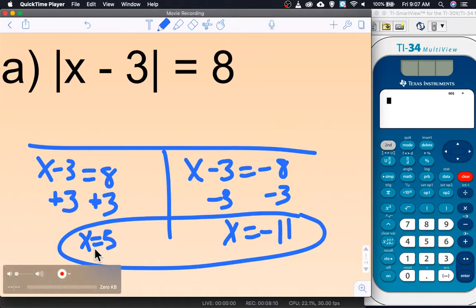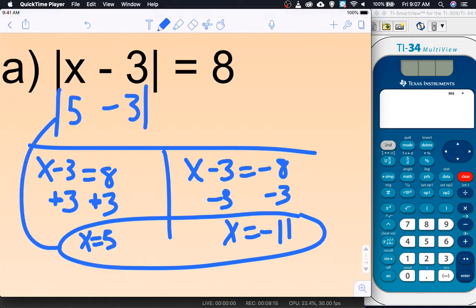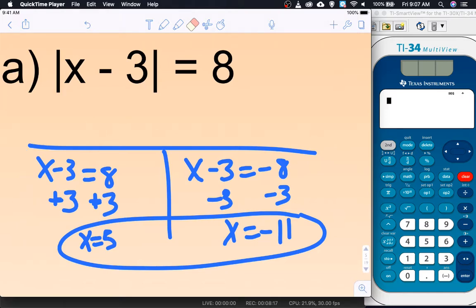And I realized I made a mistake because if I plugged in 5 here, 5 minus 3 doesn't equal 8 like I thought it should. See, this is why you check your answers, folks. And let's see, that should be 11. And then when I do plus 3 and plus 3 here, now we're going to get a negative 5.